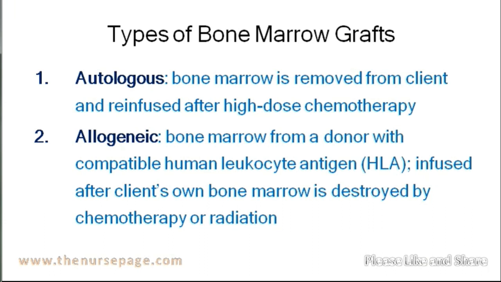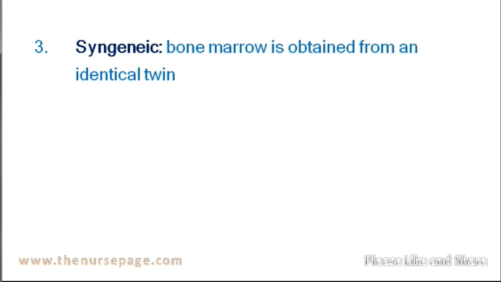Graft from another person. Third one is syngeneic bone marrow graft. Syngeneic bone marrow graft means bone marrow is obtained from an identical twin. That is called syngeneic bone marrow graft from an identical twin.